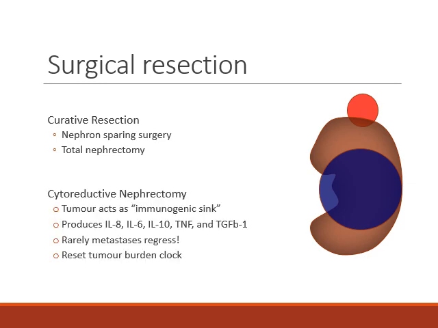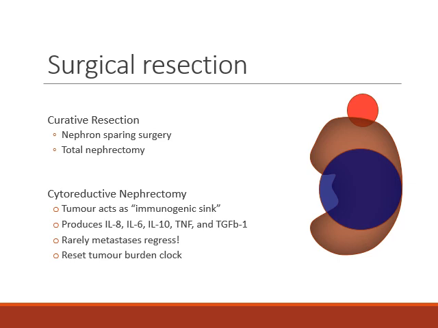Surprisingly, there is also a role for nephrectomy in metastatic renal cell cancer. It's not done with curative intent, but there is rationale. The proper term is called cytoreductive nephrectomy, and the reason it's done is this. RCC is a very immunogenic tumour. It's very good at manipulating and suppressing the host's natural immune response. So the primary tumour is said to act as an immunogenic sink. In other words, it's diverting all the circulating macrophages and lymphocytes away from the distant metastases.